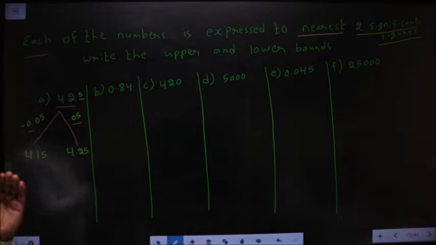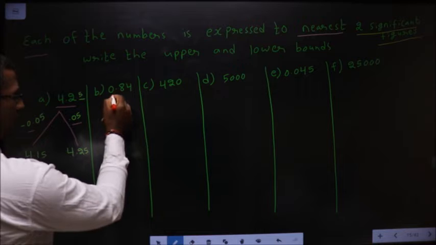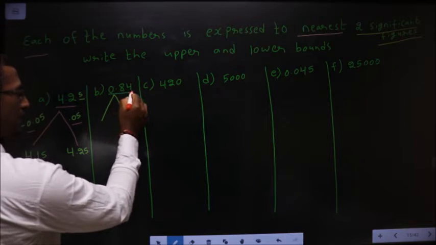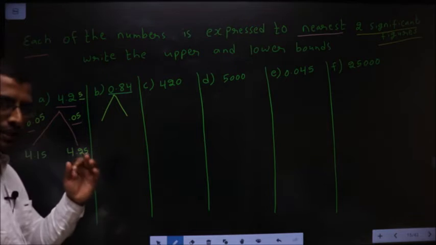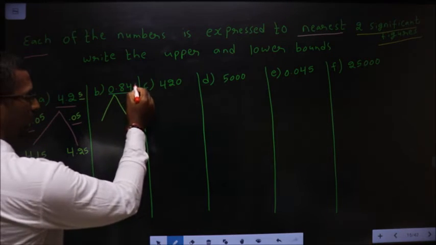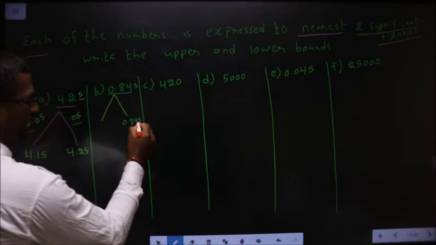Clear? Understand carefully about the significant figures. Now next, 0.84. Again here it is two significant figures. Earlier there were 3. So to make it 3, here it has to be 5. So the upper bound is 0.845.